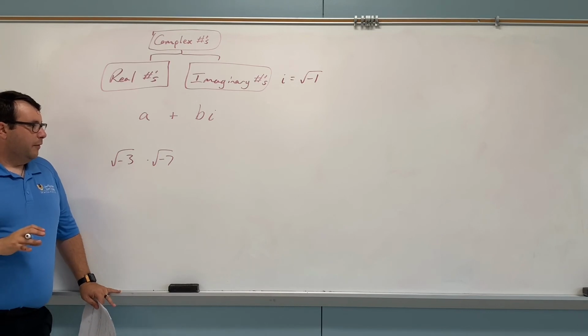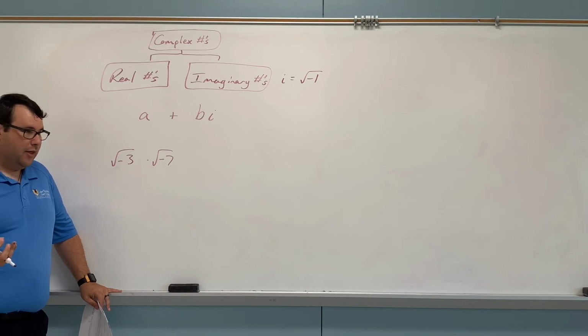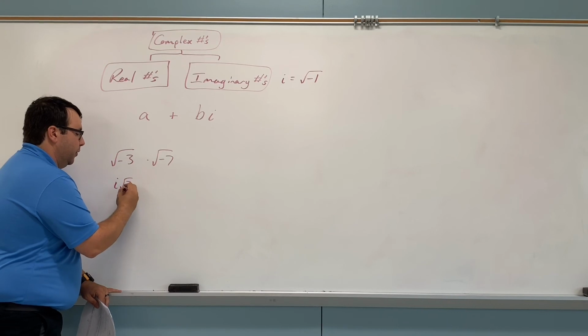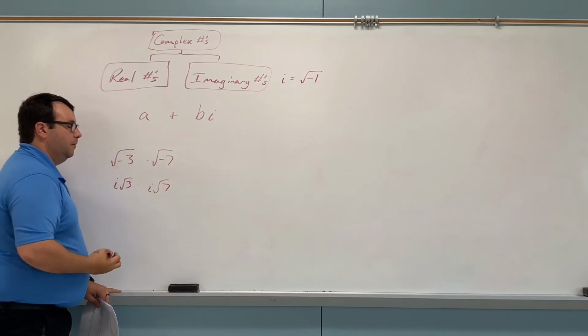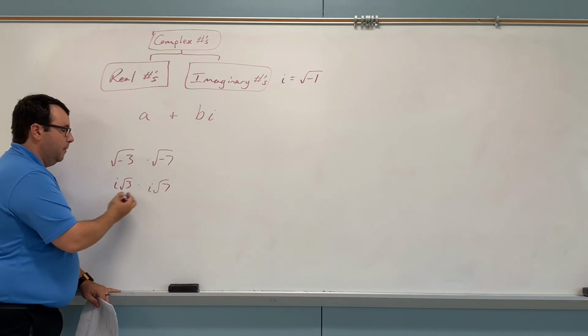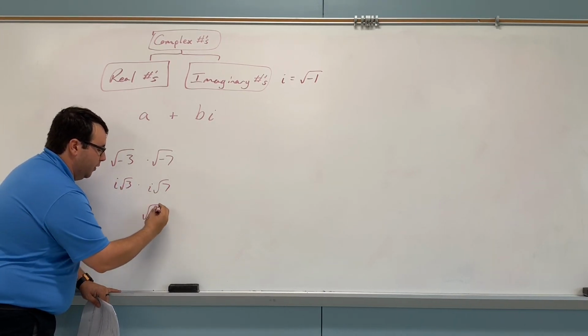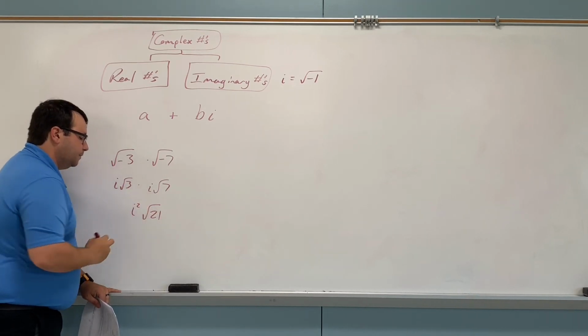The way you would simplify this is first pull out the i from every value that contains an imaginary value. So in this case, I have an i square root of 3. Here I have an i square root of 7. Now, multiplying this, I have 3 and 7. That's going to be square root of 21. i times i is i squared.